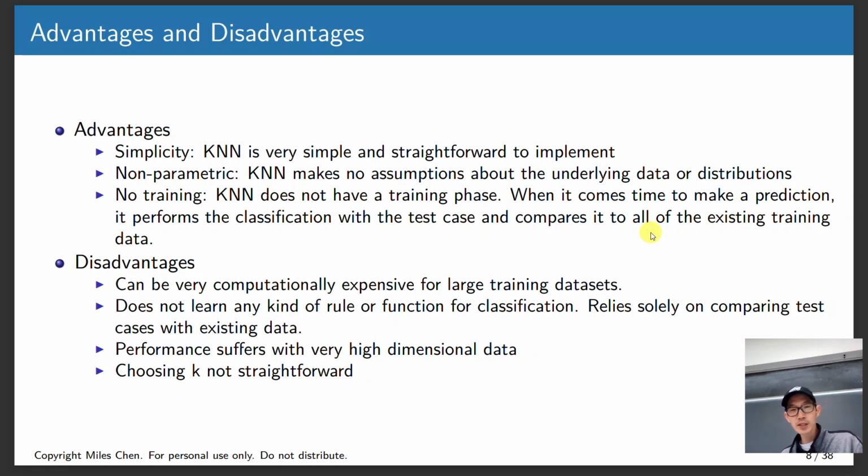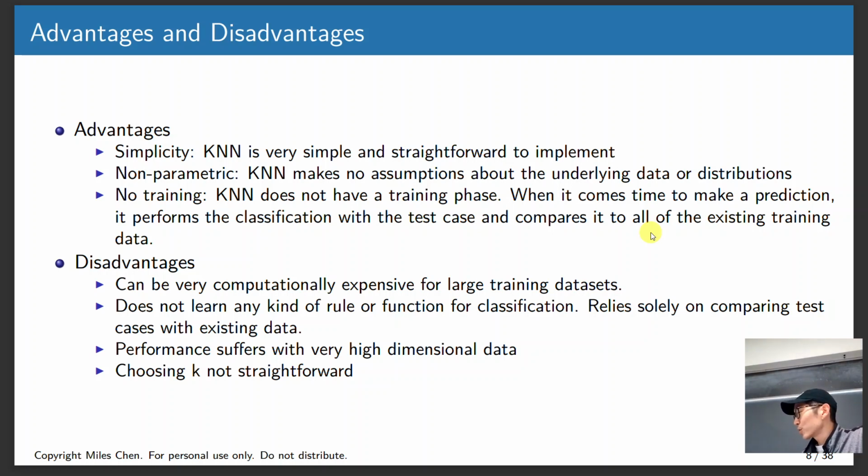Okay, and then what used to be an advantage, that there was no training phase, is also a disadvantage in that it's not going to learn any kind of rule or function for classification. You're not going to get a slope and intercept value. You're not going to get anything. It's just: look at this new thing. What can we say about it? We then have to go through our brain or whatever and compare it to every single other thing that we've ever seen. Okay.